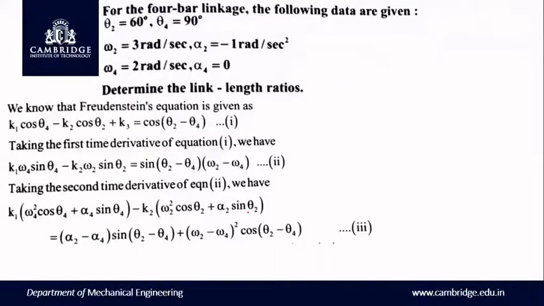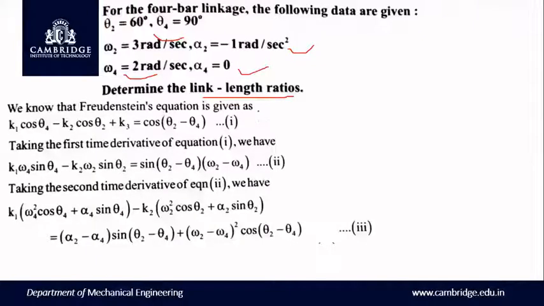Let us take one more example. For the 4-bar linkage, the following data are given. The input link at an angle 60 degree, the output link at an angle 90 degree. The omega 2 values and acceleration values are given for the input link. The angular velocity and angular acceleration are given for the output link also. We need to determine the link length ratio.